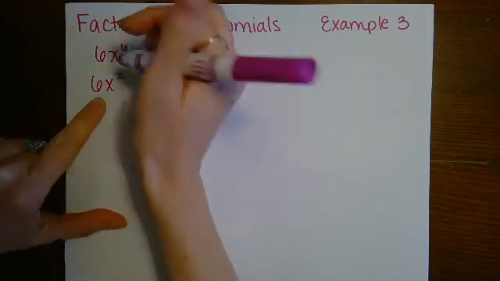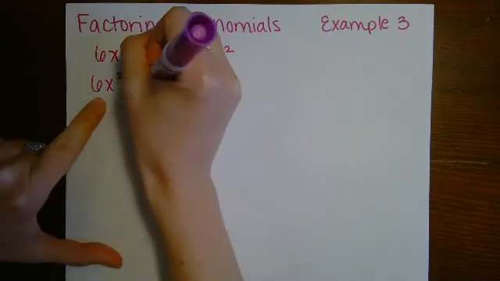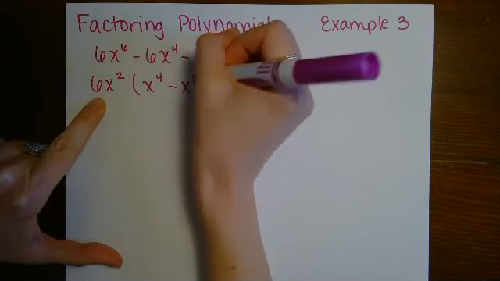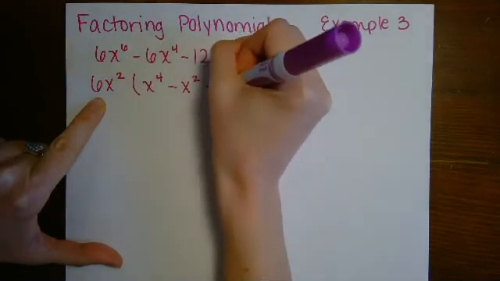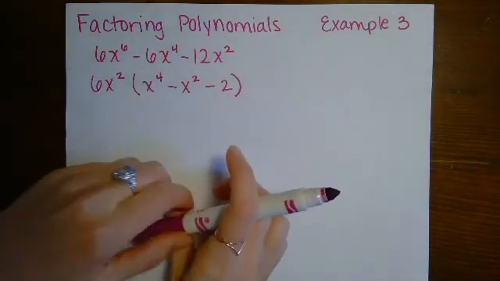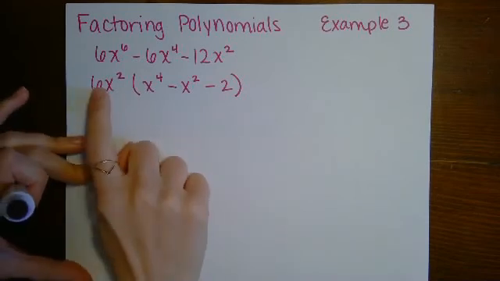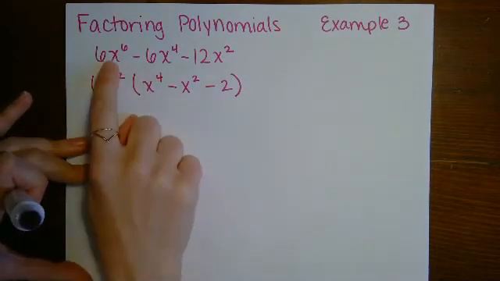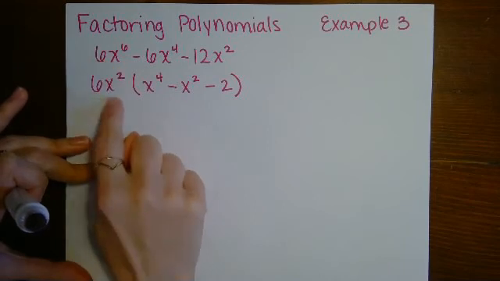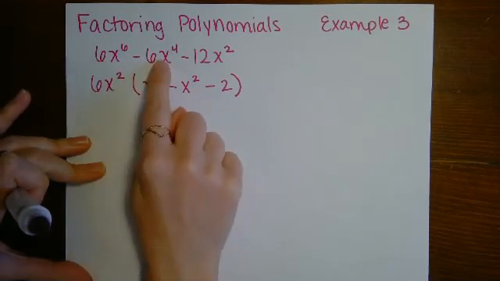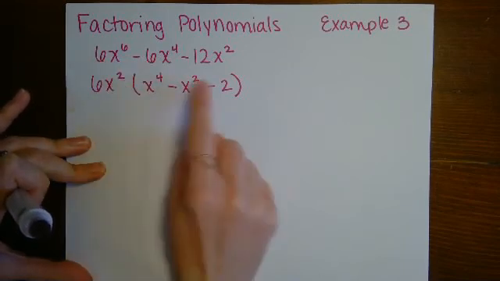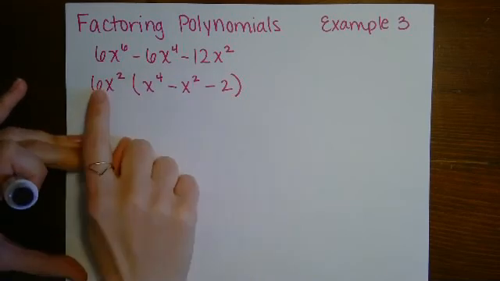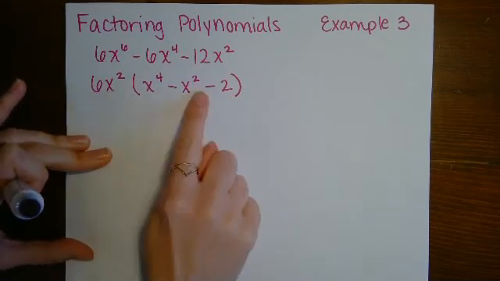When we factor out that 6x squared, we'll be left with x to the 4th minus x squared minus 2. And again, we can check to make sure that we did this correctly by just distributing. So 6x squared times x to the 4th would give me 6x to the 6th. 6x squared times x squared would give me 6x to the 4th. 6x squared times negative 2 would give me negative 12x squared. So now we have it broken down into two factors.